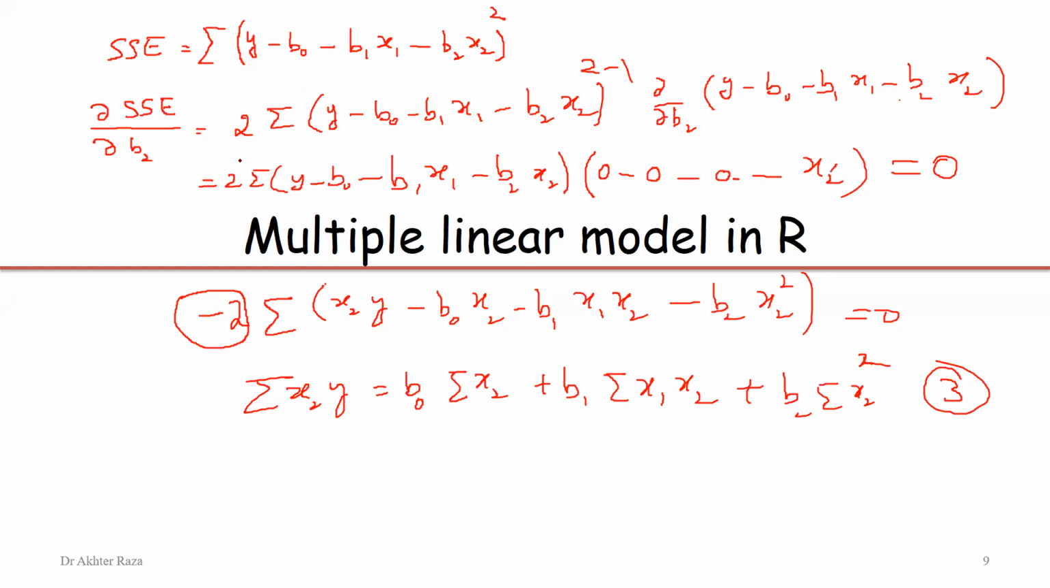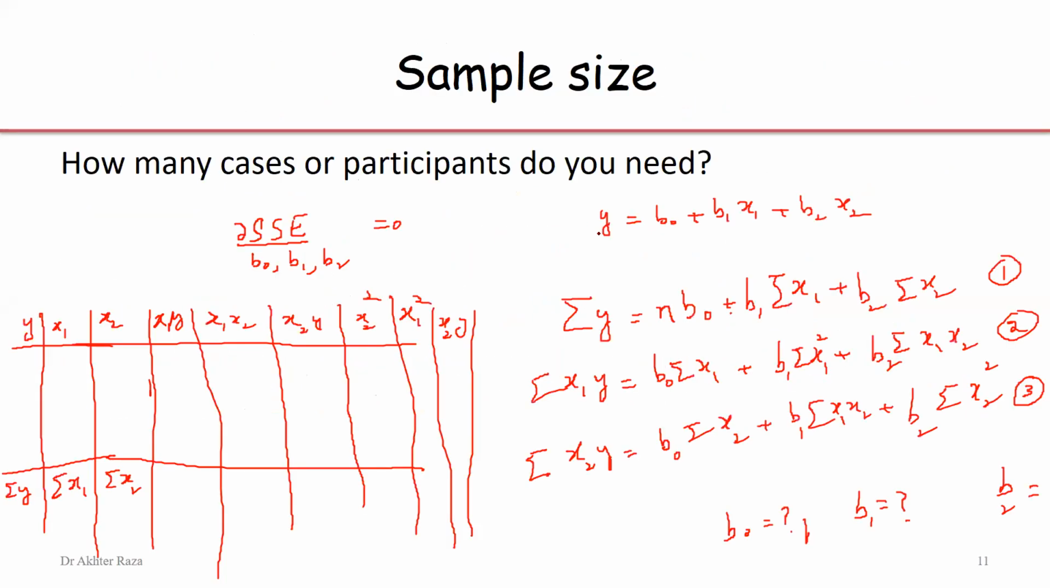This minus is taken outside, minus 2, and the summation of these two brackets I have. After the BODMAS rule, the brackets are to be multiplied first, then the summation is to be applied. The negative sign will be taken outside to the 0, the denominator. So we have a simplified version as summation x2y, b naught summation x2, b1 summation x1 x2, b2 summation x2 square. This is called the third normal equation. In the same way, I have three normal equations. Those three normal equations are written here. The name of these equations is normal equations.